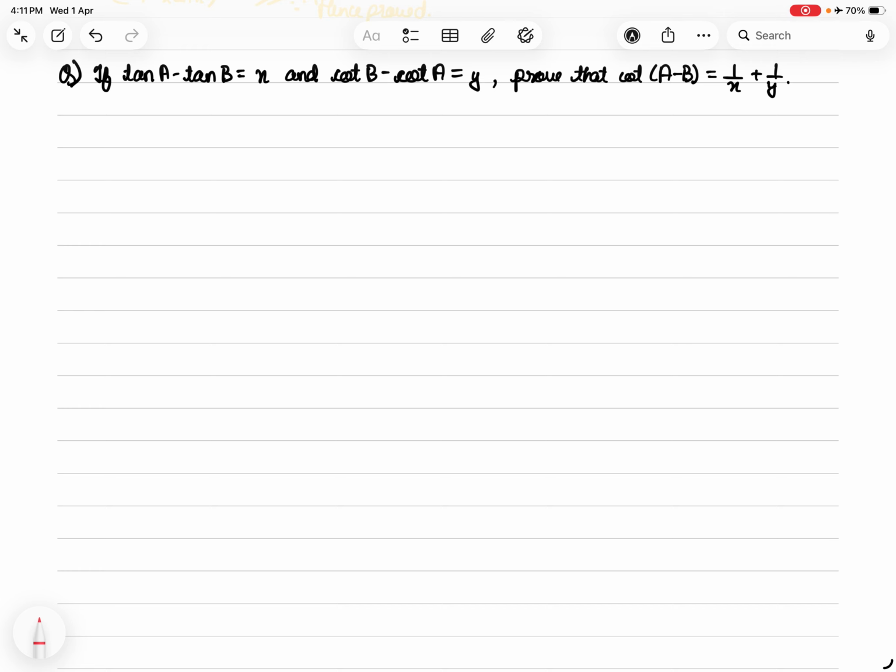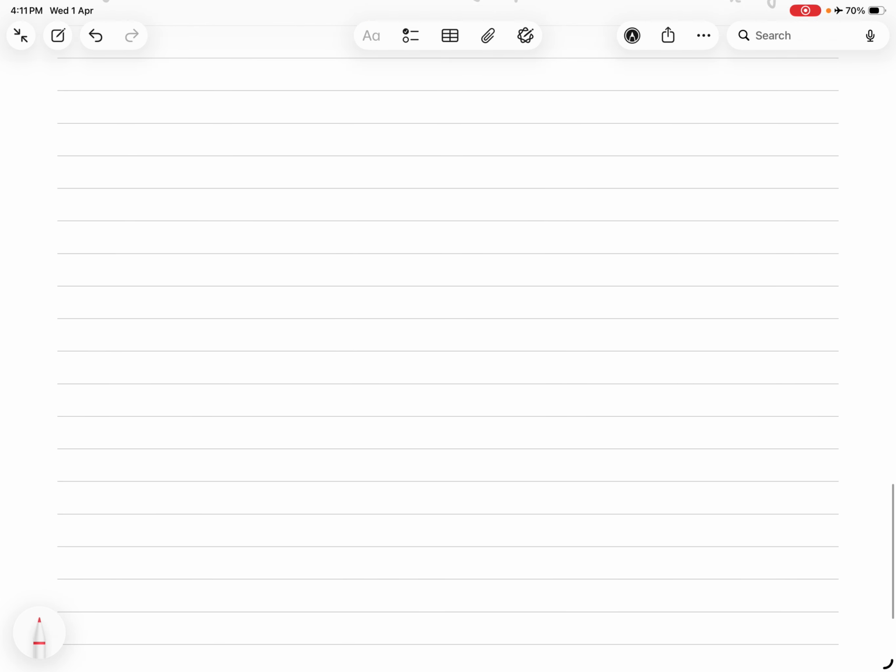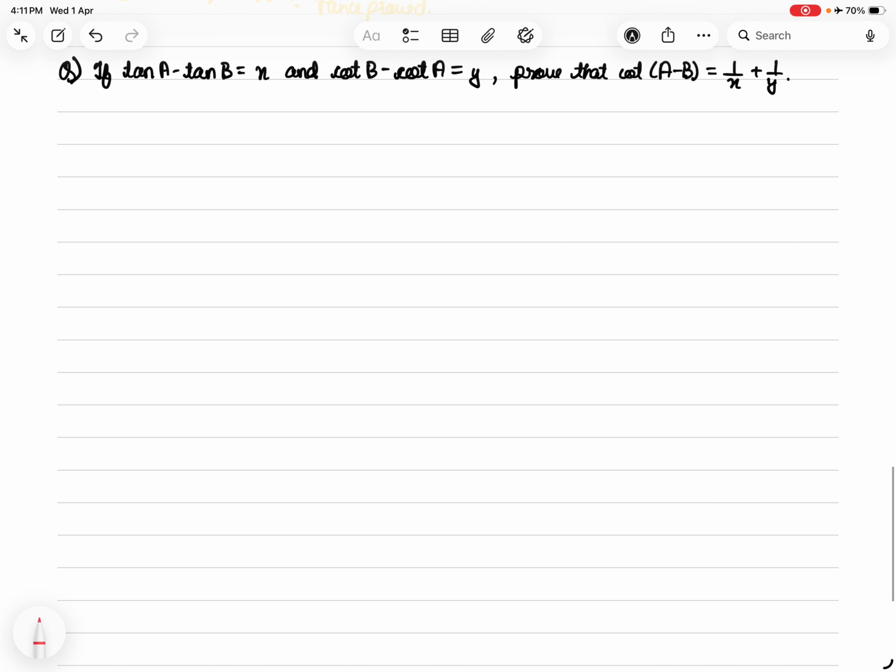Okay, so how to solve this? First of all, the method I'm going for is that, we are asked to prove this, right? So how I'm going to be solving is that, you see this cot over here, I want to convert this into tan somehow, and then I'll solve this. Okay, this is my method.